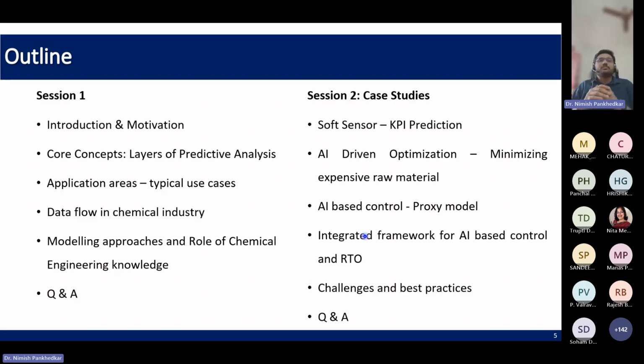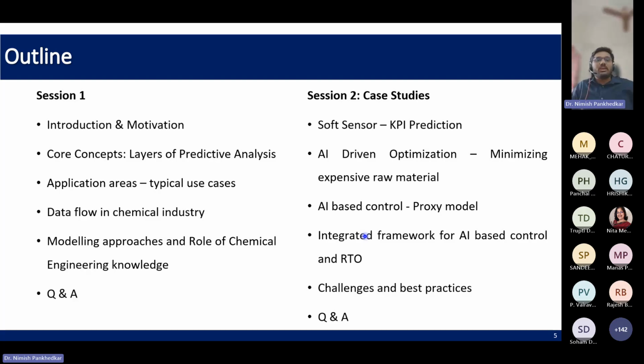Followed by, we'll discuss some basic concepts of predictive analytics. What are the different layers of analysis? We'll delve into the application areas and typical use case buckets for predictive analytics in chemical industries. I'll walk you through the different data sources that come up in a chemical plant, and what the challenges are, how to deal with them, and why they are important.